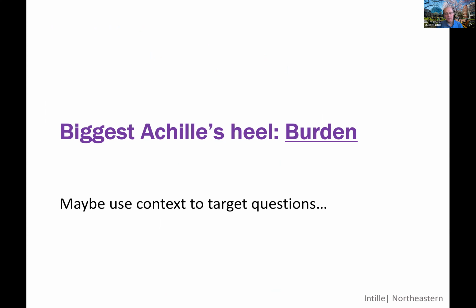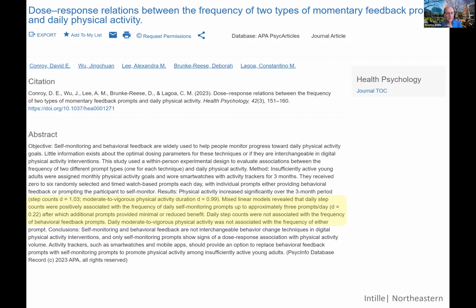The bottom line, though, is this huge Achilles heel is the burden of this technique. One way you could address that is to try to use context to target the questions. And I've done that a little bit. This is the Penn State paper on dose response, where they're saying that after three prompts it seemed to make a difference, and then after that it didn't.